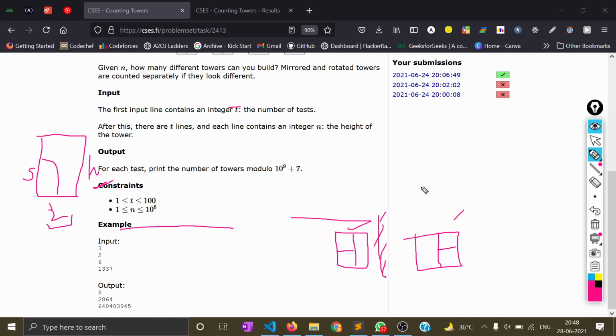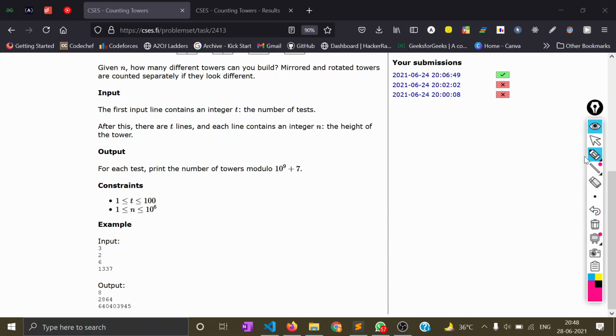Similarly for rotated towers, if you rotate this tower, on rotation it would look like this, and these two towers are different. There can be symmetric towers, and we would not consider them specially. We have been given a number of tests, and each line contains an integer n, the height of the tower. So how do we approach our problem?